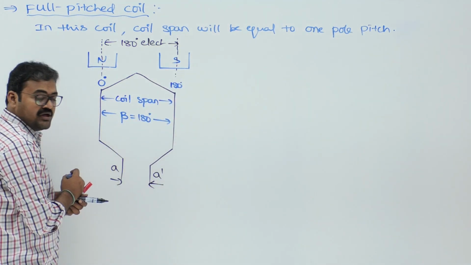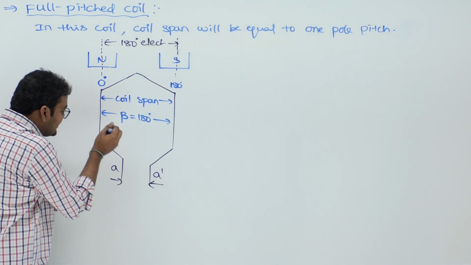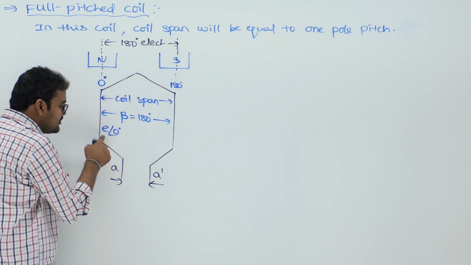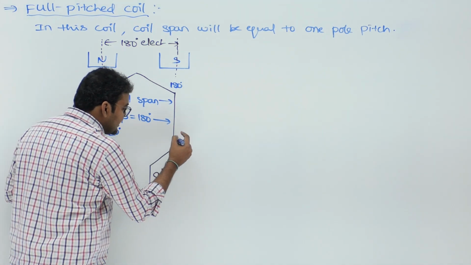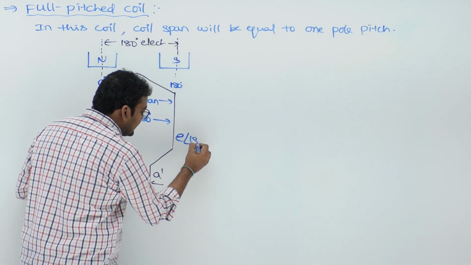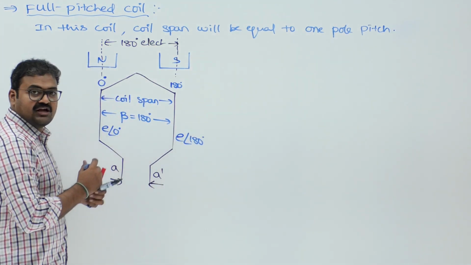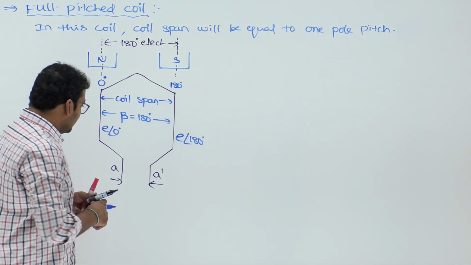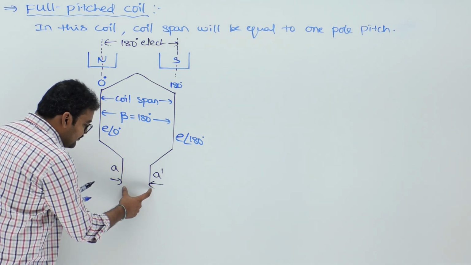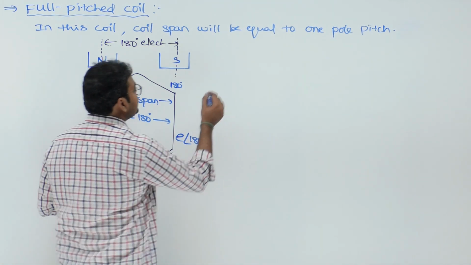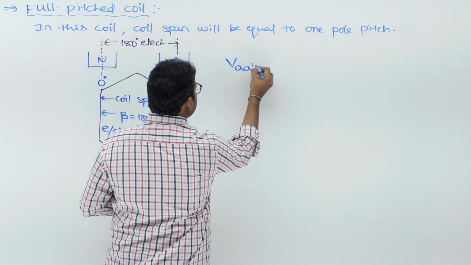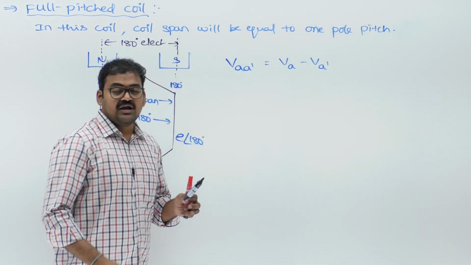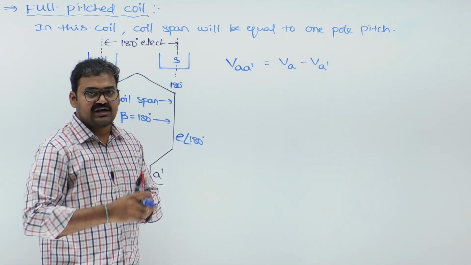180 degrees. Therefore, if this coil side voltage is, let us say, E, at an angle 0 degrees, then this coil side voltage will be E at an angle 180 degrees. Am I right? Because both are exactly separated by 180 degrees electrical. So, now find out what is the voltage between A to A dash. Can I write A to A dash means it is VA minus VA dash simply.